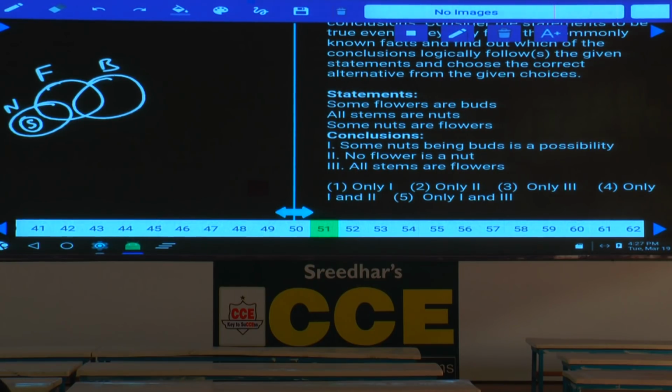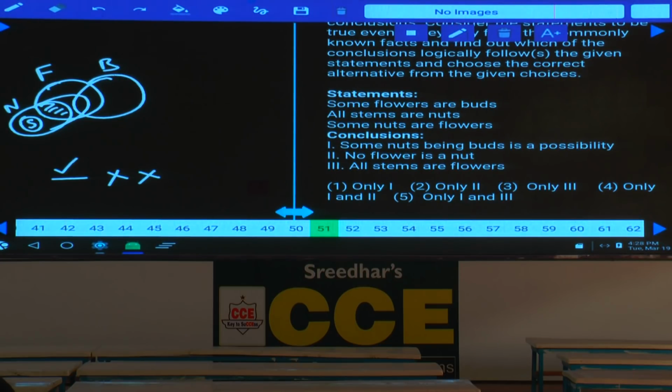If you observe here, all the statements are affirmative statements, and so a negative conclusion cannot be drawn at all, isn't it? Then the first one is a possibility we can work out afterwards. No flower is a nut. No flower is a nut is false, because some of the flowers are nuts is true. No flower is a nut will be false. And the third one, all stems are flowers. All stems are flowers is also false, isn't it? Then what is left over here? Possible. Some nuts are buds, is it possible or not? Some of the nuts are buds is possible. We can draw the diagram like this.